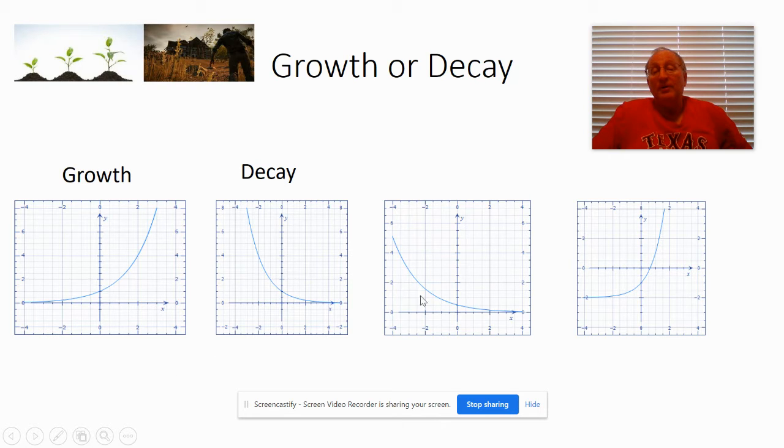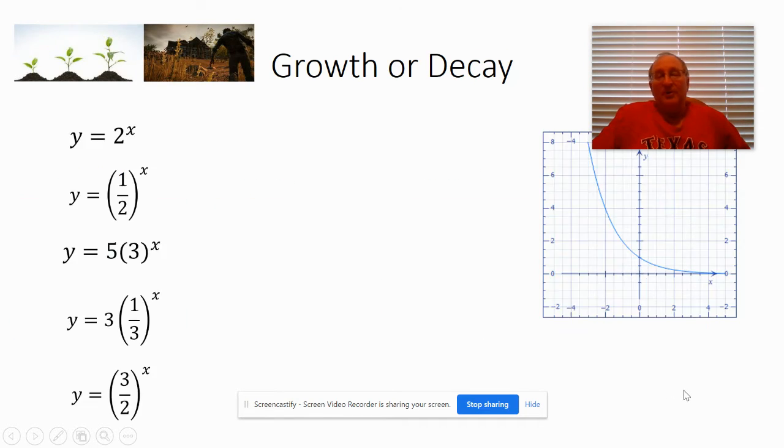This one, as you're reading left to right, ooh, now this one doesn't have the same asymptote, but notice as you read left to right, it is growing, so it is a growth. That's all there is to it. Basically, it's getting bigger, getting smaller for the most part.